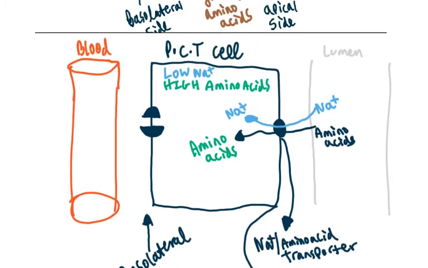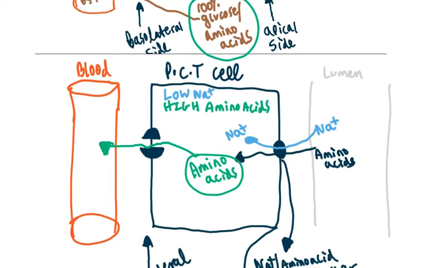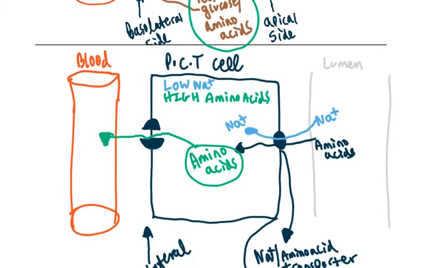On our basolateral side, we're going to have a channel for amino acids to enter the blood. So amino acids are then going to go through this channel and enter the blood. Again, as we mentioned, almost 100% of amino acids are going to be reabsorbed in the proximal convoluted tubule. So our amino acids have reached the blood.